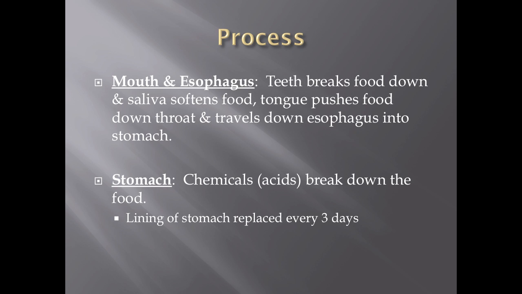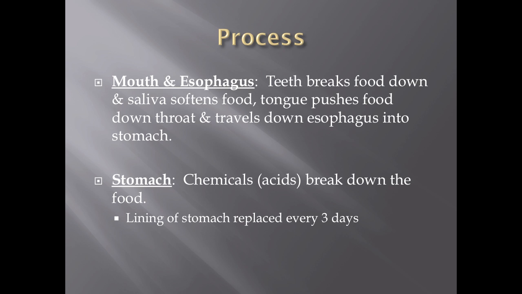The process of digestion starts with the mouth and the esophagus because the teeth break food down and saliva softens the food. The tongue pushes the food down your throat and it travels down the esophagus into the stomach. Your mouth is the first place where mechanical digestion takes place, and chemical as well.